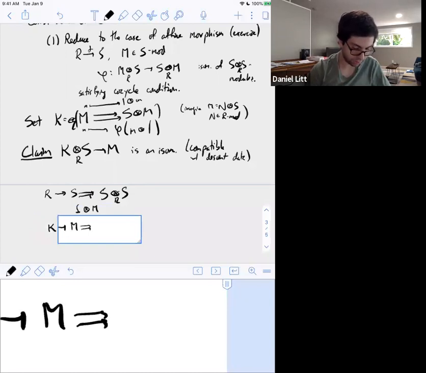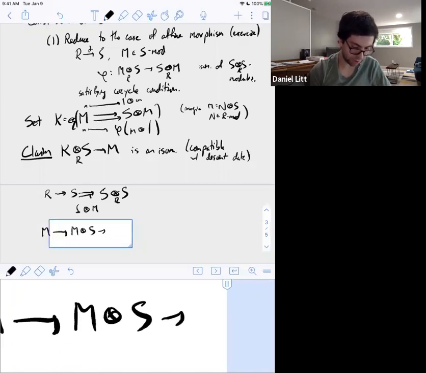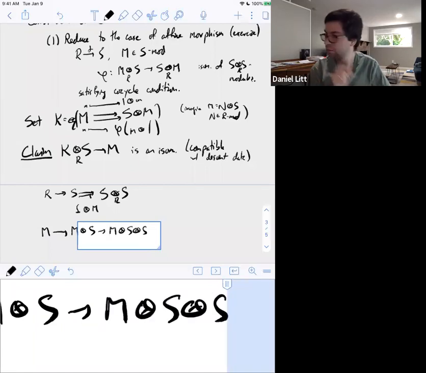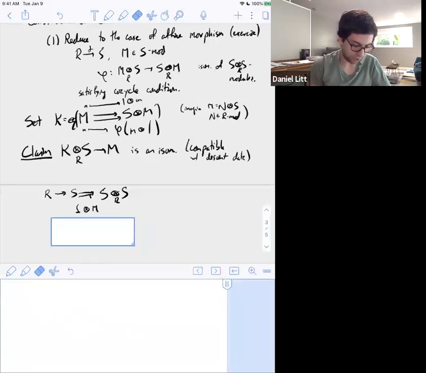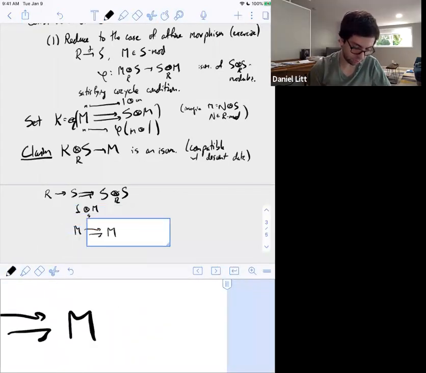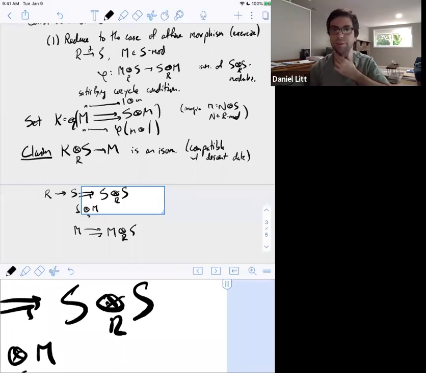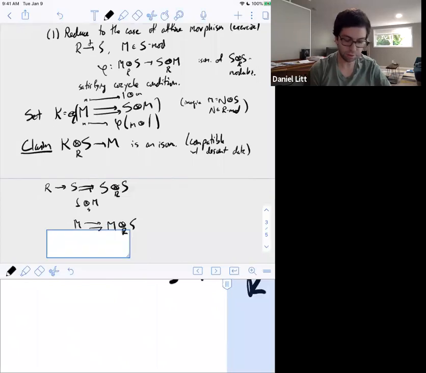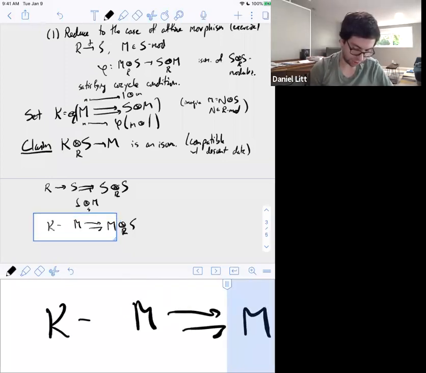how should I say this? If we tensor with M, we get a map M to M tensor S to M tensor S. Oh, I'm sorry, I've confused myself. So let's just tensor with M, we get a map. Here, this is a tensor over S. We get two maps like this. Right, because if you tensor over S with M, S tensor S just becomes M tensor S. Right. And by definition, K is the kernel of this.